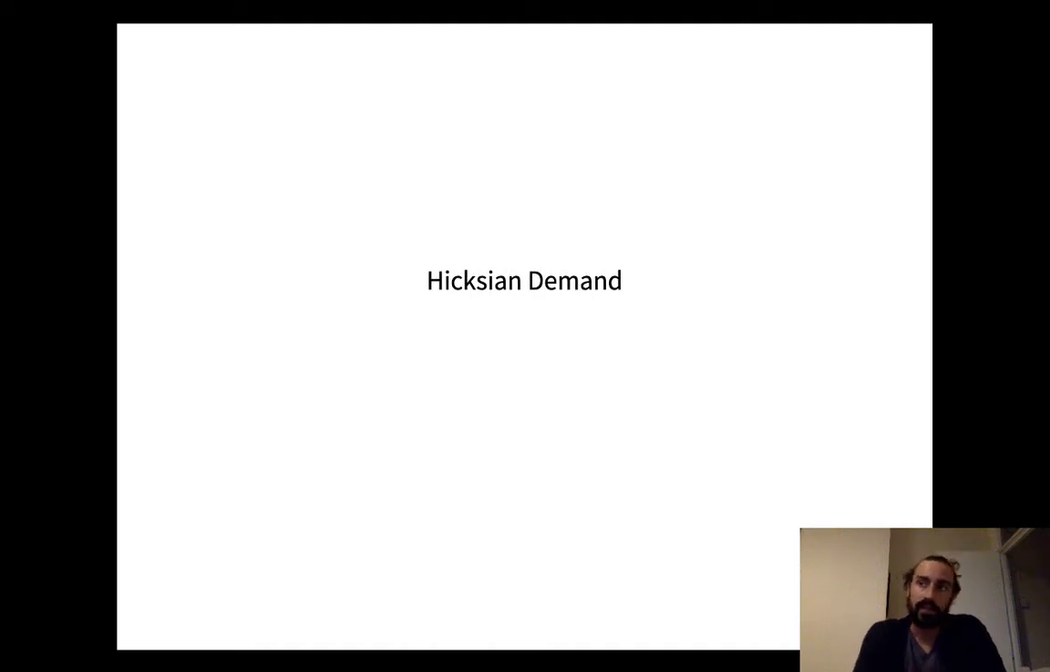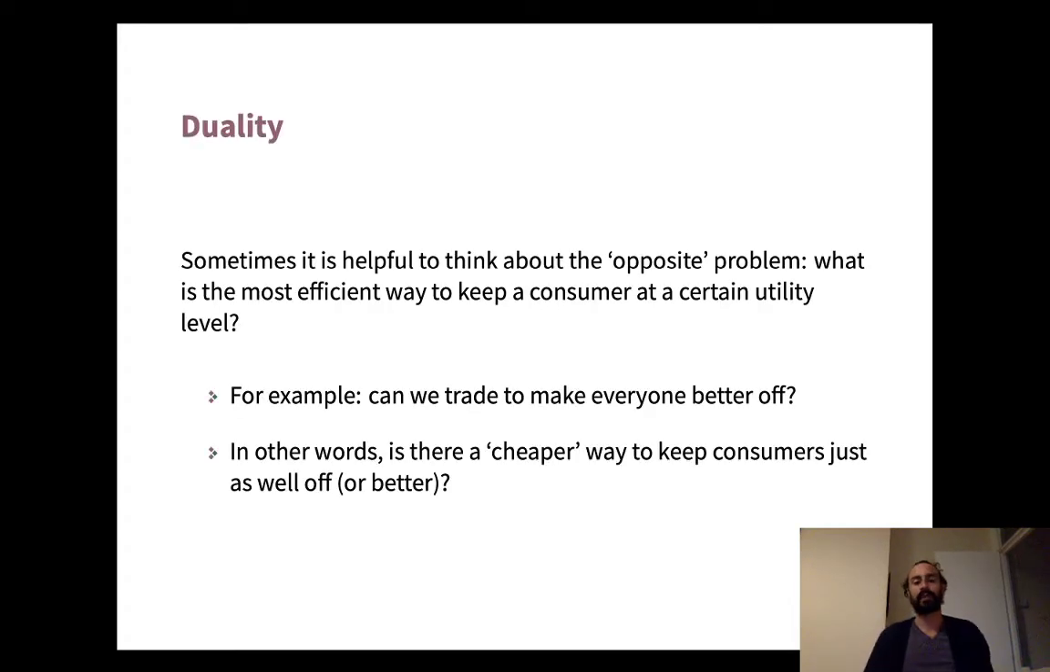We're now going to think about the consumer's problem from a different perspective. We're sort of going to flip the direction of problem solving. So we're going to think about the opposite problem, where we take the constraint of our old Walrasian problem and make that the objective function. We're going to take the objective function of the old Walrasian problem and make that the constraint.